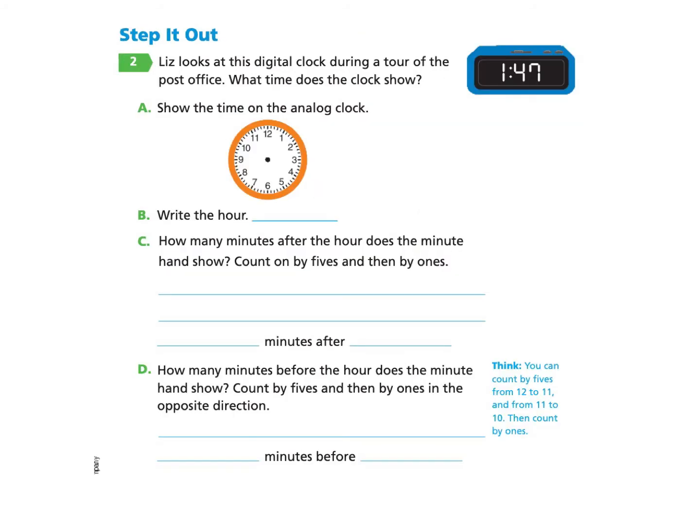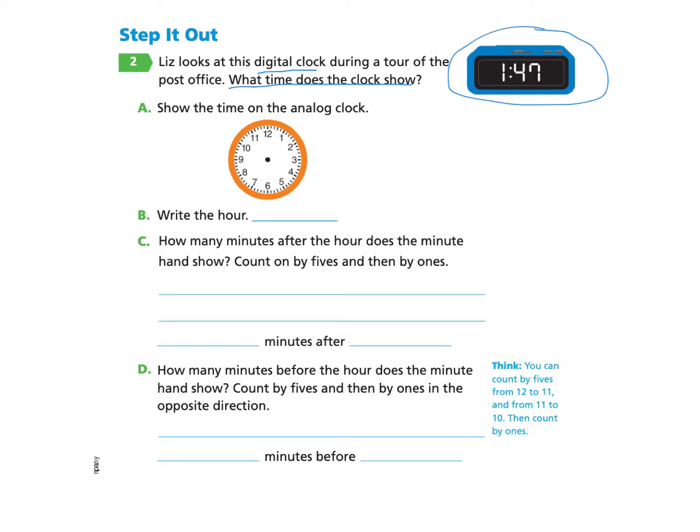Let's take a look at the next page, page 329, under Step It Out Part 2. Liz looks at this digital clock during a tour of the post office. What time does the clock show? And here's the digital clock.